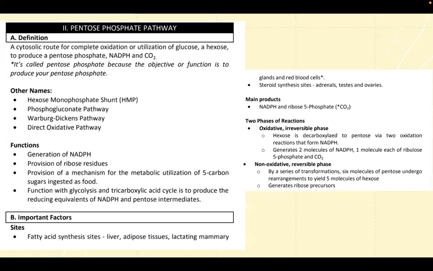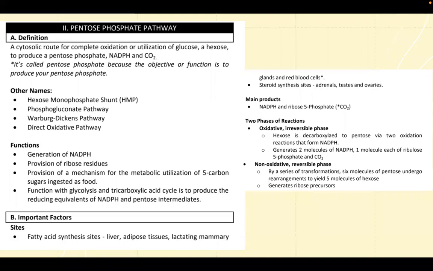a hexose, to produce pentose phosphate, NADPH, and CO2. So sila NADPH, mapapansin nyo talaga siya later on sa ating pinaka-pathway. Makikita nyo na mababanggit siya paulit-ulit. It is called a pentose phosphate because the objective or function is to produce your pentose phosphate. And then other names, marami po siyang other names. We have your hexose monophosphate shunt or your HMP, the phosphogluconate pathway. It can also be called as Warburg-Dickens pathway, and then it is also called the direct oxidative pathway.